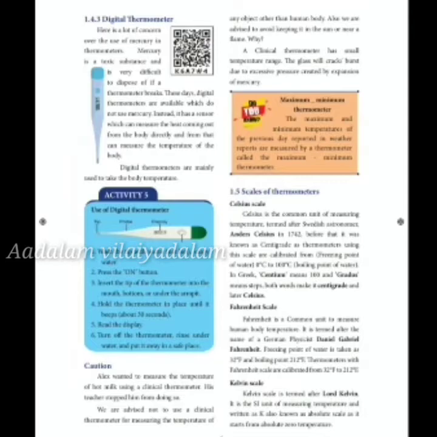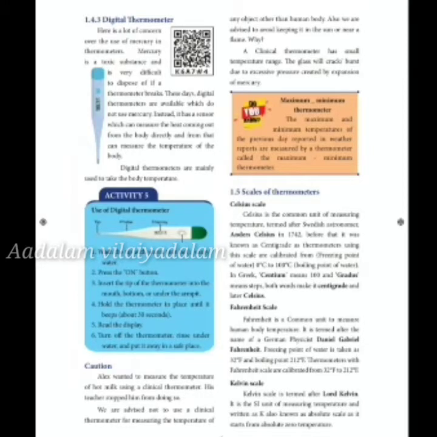Now you will see the Fahrenheit scale. Fahrenheit is a common unit to measure human body temperature. It is named after a German physicist, Daniel Gabriel Fahrenheit. His name was given to the Fahrenheit scale. The freezing point is 32 degree F. The boiling point is 212 degree F. In this, the scale is calibrated from 32 degree F to 212 degree F. Calibrated means marked. The scale is marked from 32 degree F to 212 degree F.